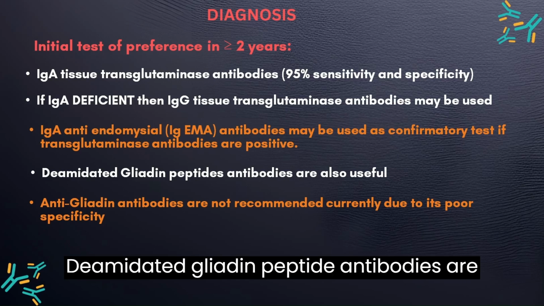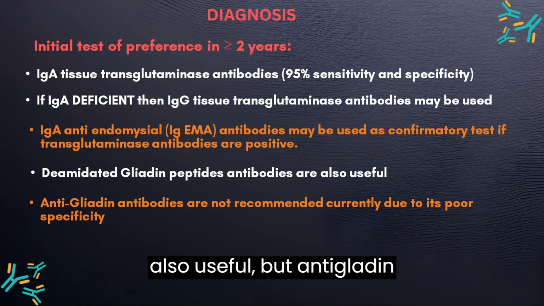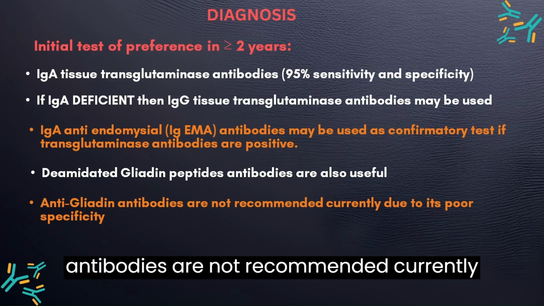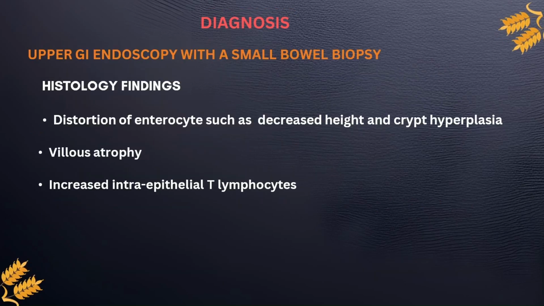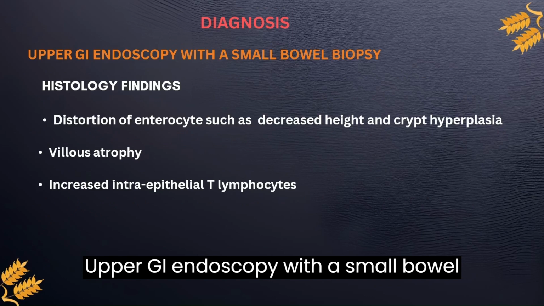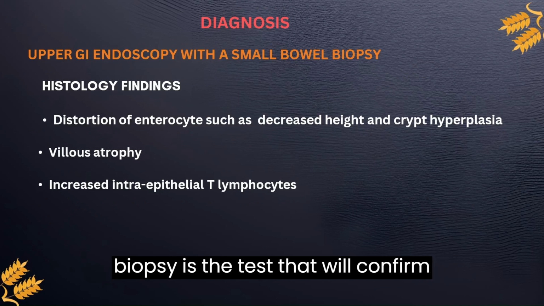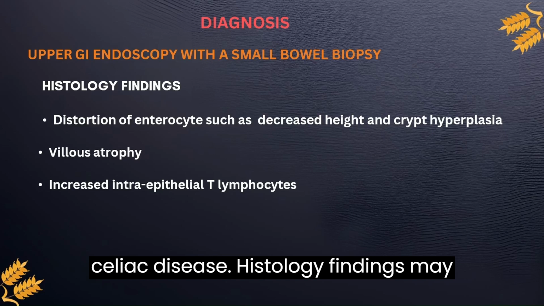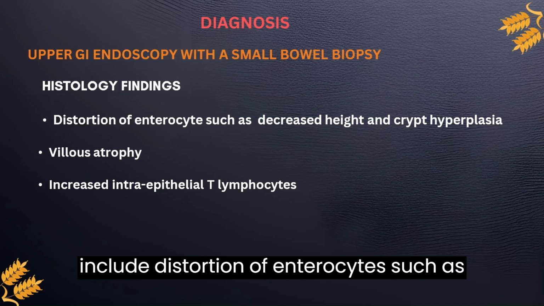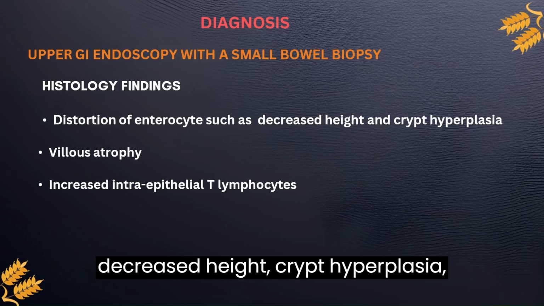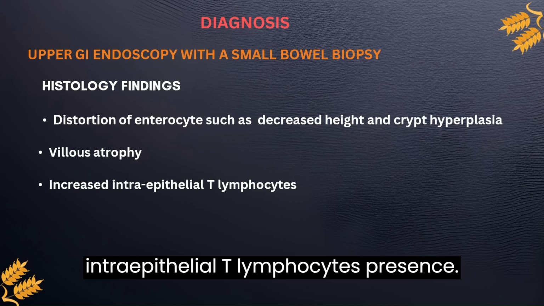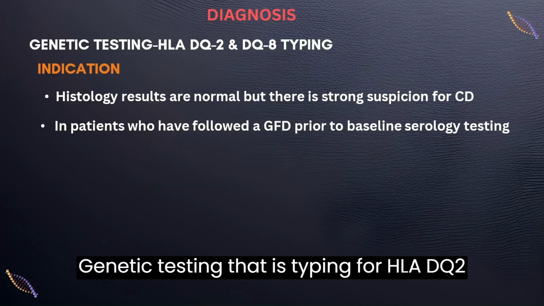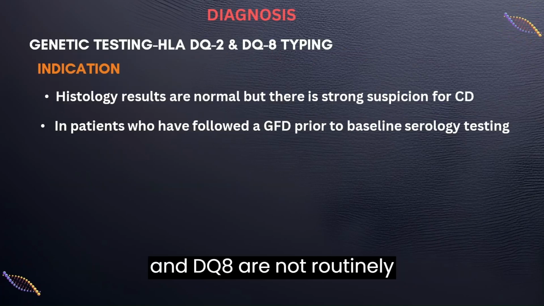Deamidated gliadin peptide antibodies are also useful, but anti-gliadin antibodies are not recommended currently due to their poor specificity and sensitivity. Upper GI endoscopy with a small bowel biopsy is the test that will confirm celiac disease. Histology findings may include distortion of enterocytes, such as decreased height and crypt hyperplasia, villous atrophy, and increased intraepithelial T lymphocytes presence.